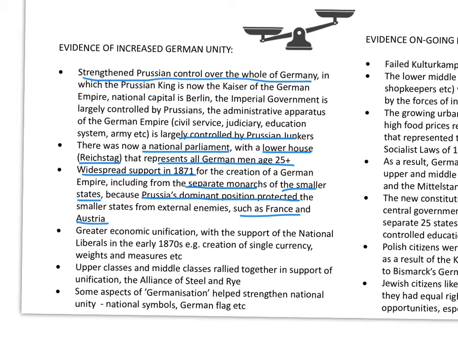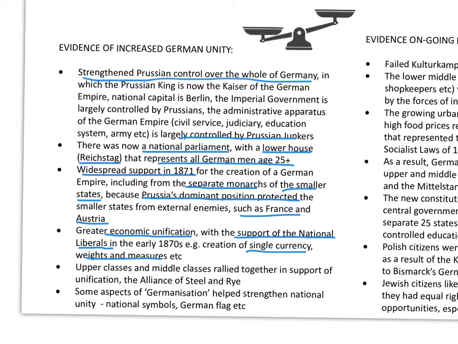Then Bismarck as Chancellor, in the early 1870s, really used the National Liberals as the largest party in the Reichstag to pass a series of really important laws that created greater economic unification. So a single currency, the weights and measures, the civil code, etc., that you know about. I think that's a really important point.